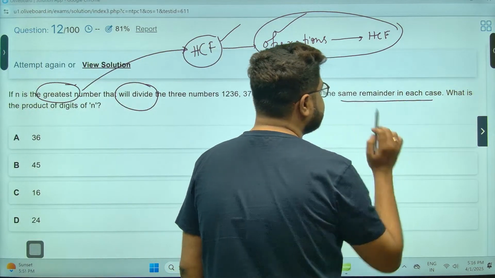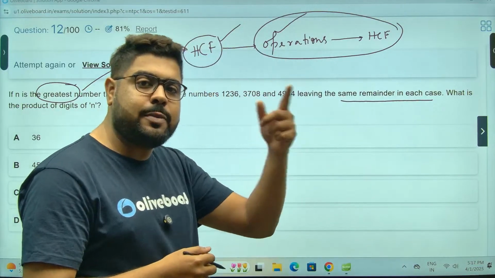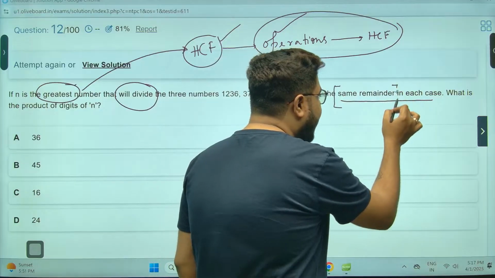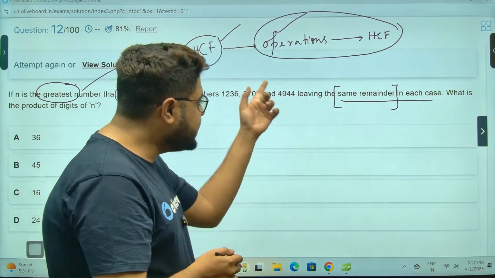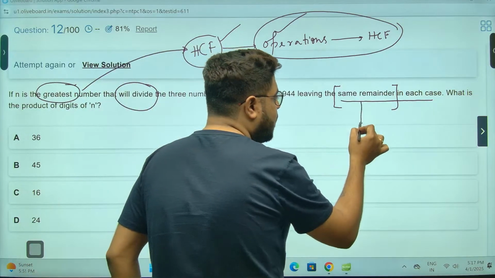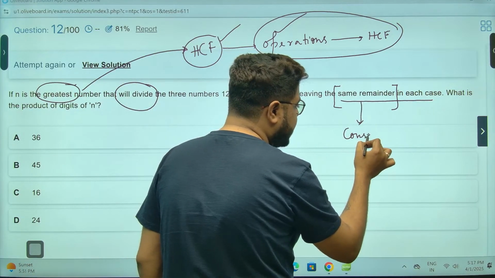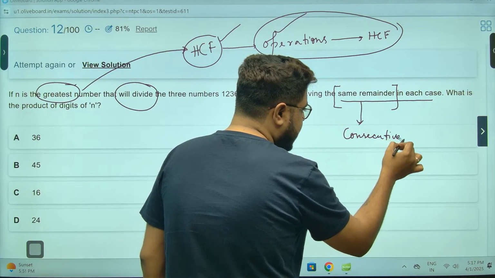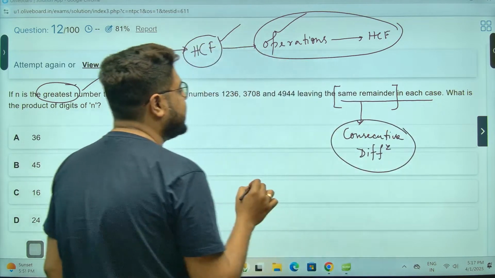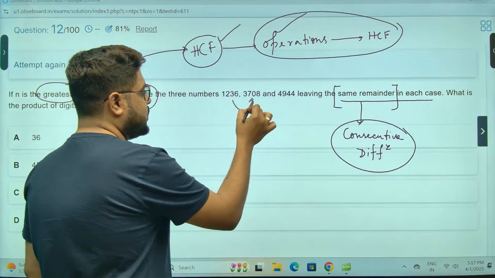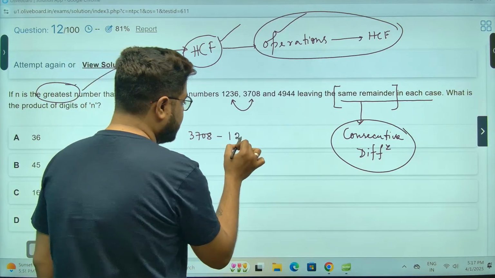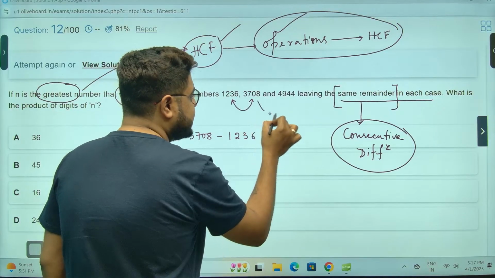There are two situations in this case. Sometimes the remainder will be given. Sometimes they will only say same remainder, but what is that remainder is not given. This is that case here. In this situation, if the remainder is not given, always take consecutive differences. Meaning, take these two differences: 3708 minus 1236. And take these two differences.